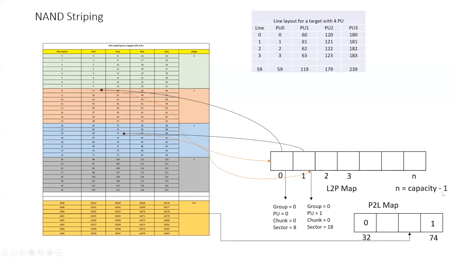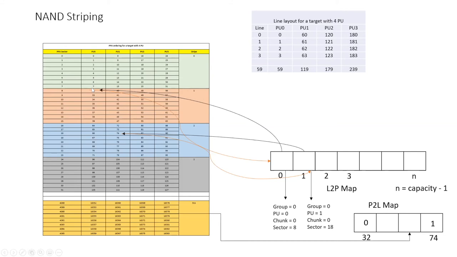This L2P map is the size of the logical address space of the target, so the max LBA would be the capacity. And the P2L is the reverse mapping to the L2P. So it will have 0 to 16K. For our illustration purpose, I'm just highlighting here 32 and 74. PPA sector number 32 is pointing to LBA 0, so it contains 0, and similarly 74 is 1, therefore it is 1. So basically you can say this P2L is redundant, the data here is redundant to the actual data we have in the metadata area of each sector.